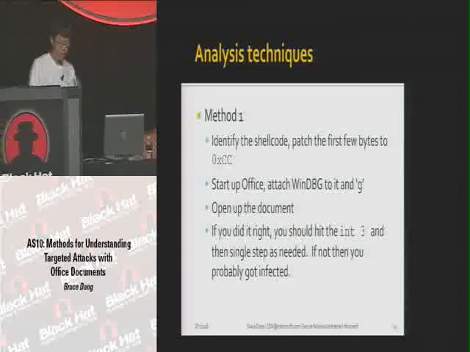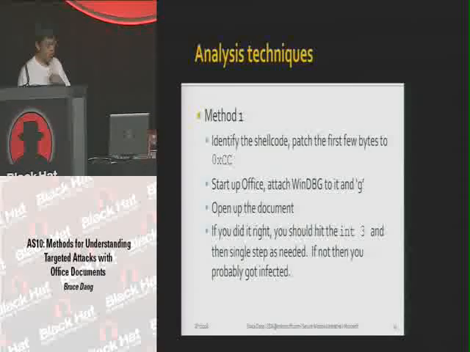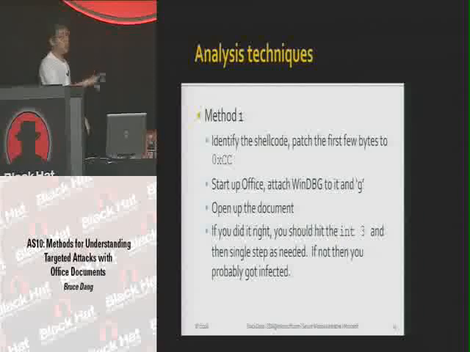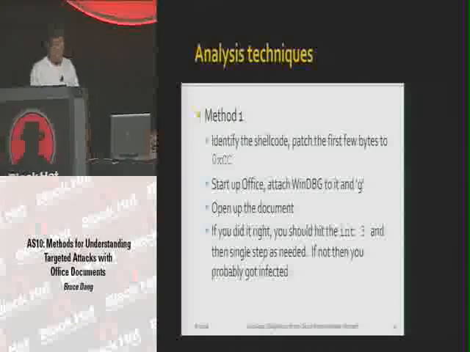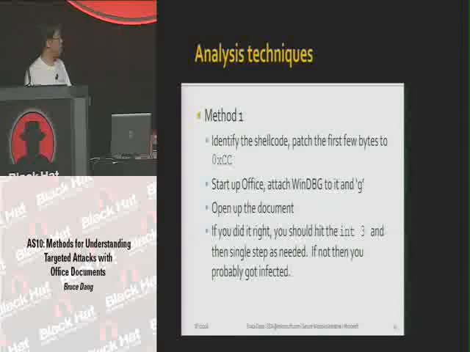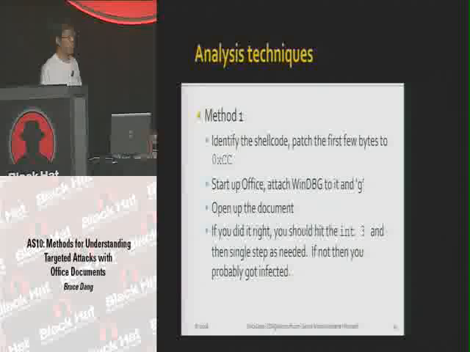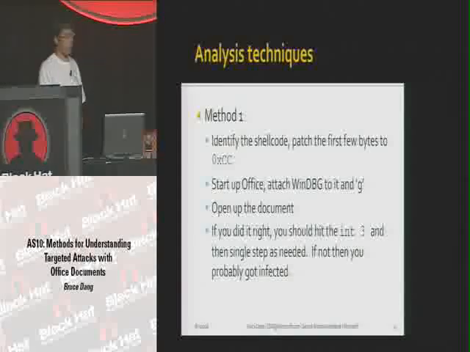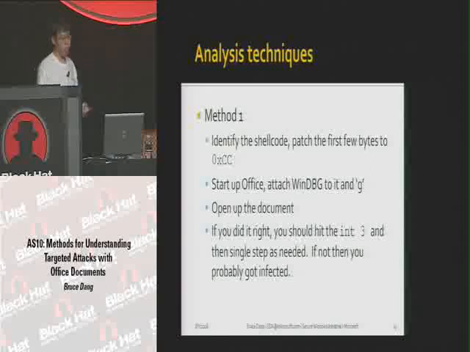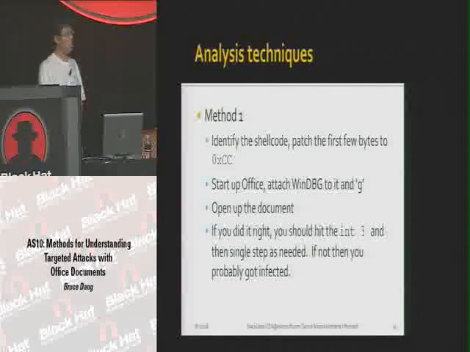All right, so method one. Assuming by this point you have identified where the shellcode is, you patch the beginning of it with 0xCC, which all of you probably know what this is. It's a software breakpoint. You patch a few bytes with 0xCC, and then you start up Office, attach the debugger to it, and let it go. Then you open up the document, and if you did it right, the software breakpoint should hit and the debugger should jump in, and then you can single step through it, do whatever you want.